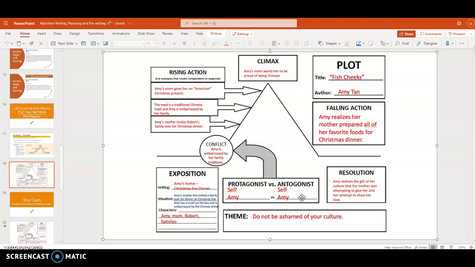Okay, so that's just my tips on how to fill out the plot chart. I really, really suggest that after you kind of get the exposition, the conflict, and this protagonist versus antagonist figured out, go ahead and do the climax and then go to the rising action and the falling action. I think if you identify the climax first, that will help you later in the text.